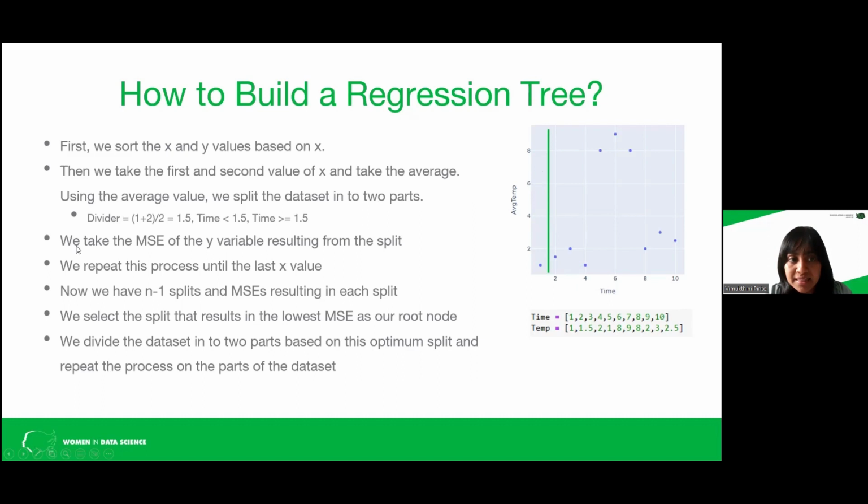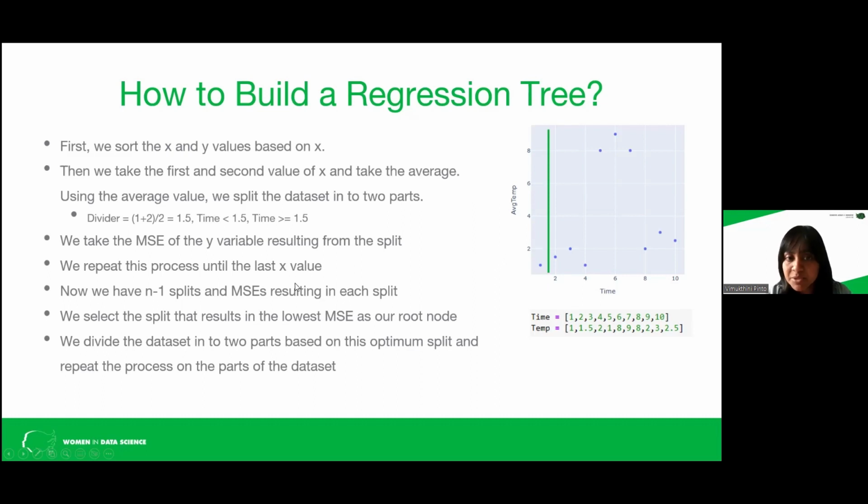Then we take the mean square error of the y variable resulting from that split. So here the y variable is going to be 1, and the value that we predict is the mean of that. So it's basically 1 minus 1, and in this part, the mean square error is 0, and similarly we can continue for these two. So we have a mean square error for each of these splits.